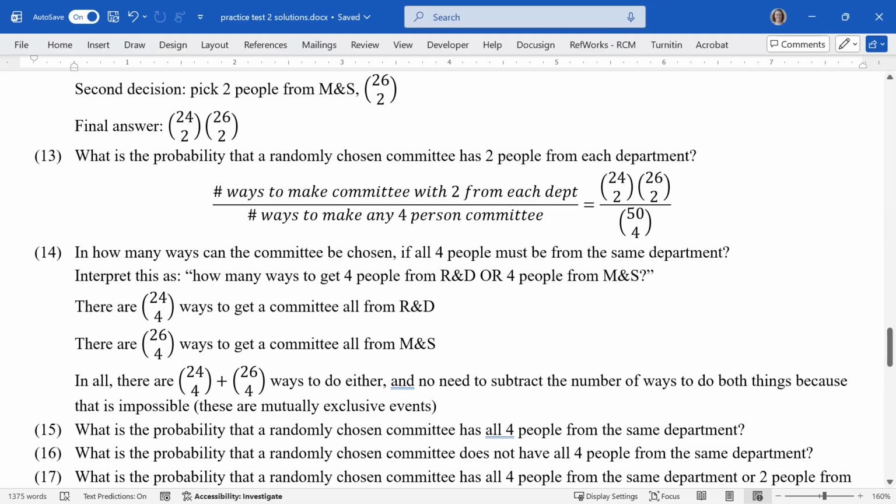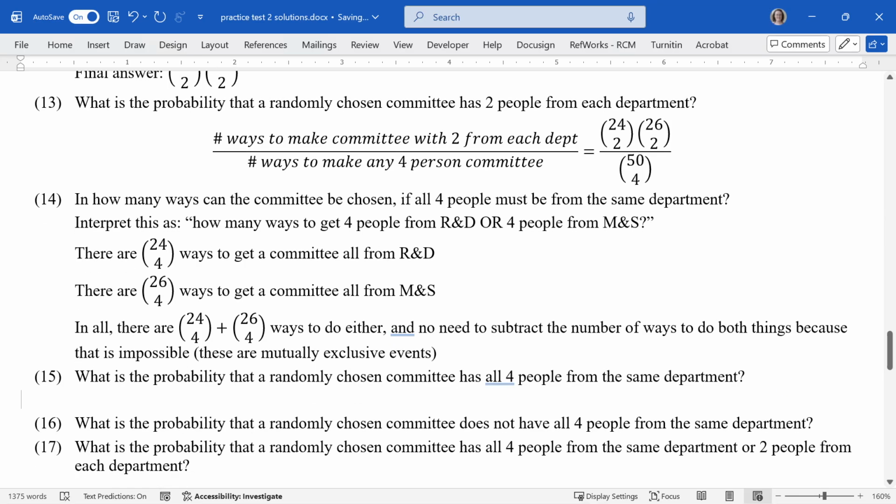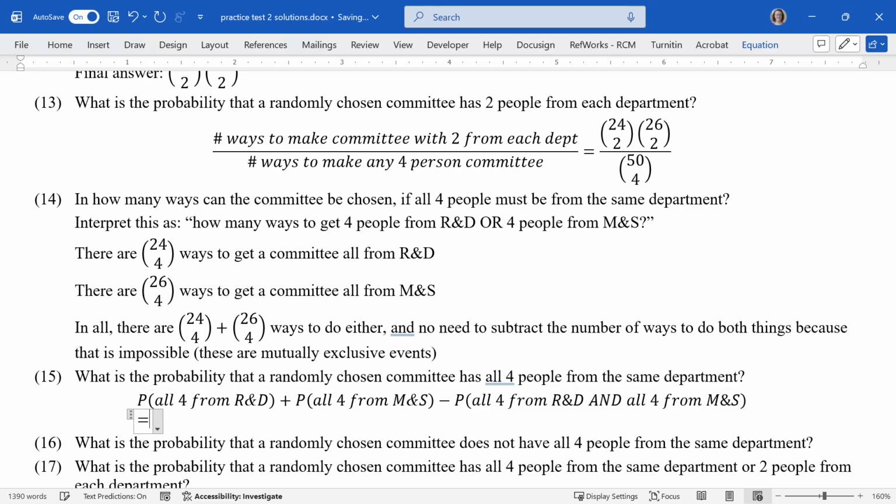So here we could actually use that probability formula I was just showing you. Probability of getting a committee from R&D plus probability of getting a committee all from marketing and sales minus probability of both, which the minus part will be 0 because you cannot do both things. Okay, so this will be probability of all 4 from R&D plus probability of all 4 from marketing and sales minus probability of all 4 from R&D and all 4 from marketing and sales, which this last part is going to be 0 because that's impossible.